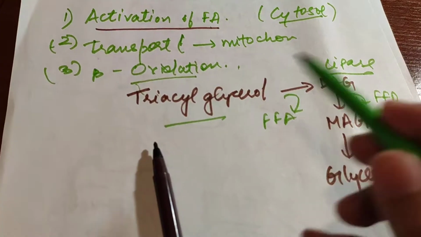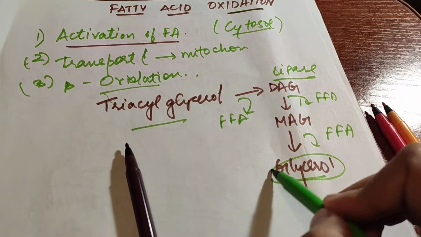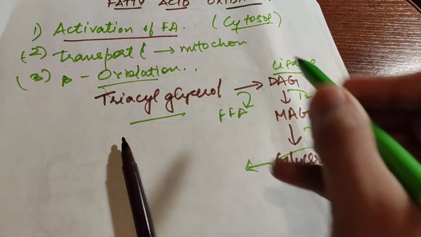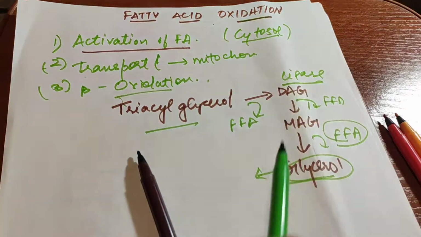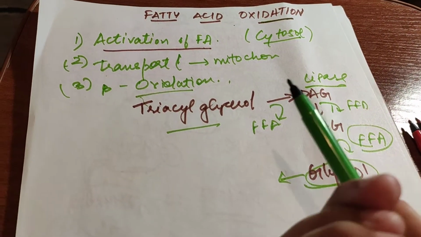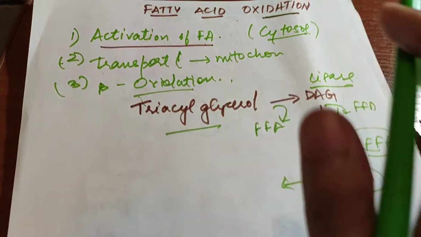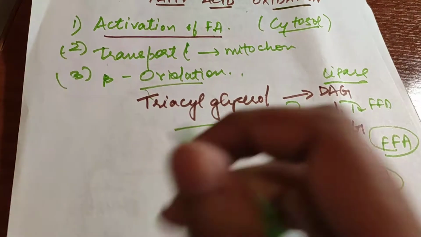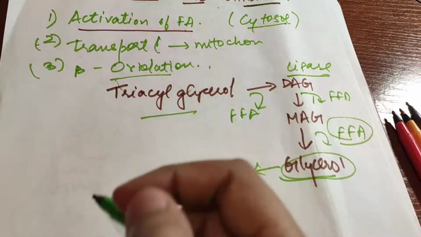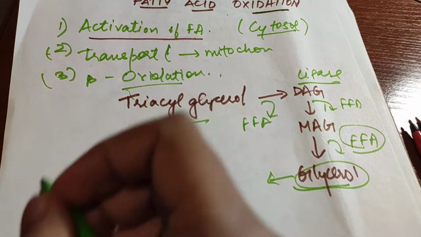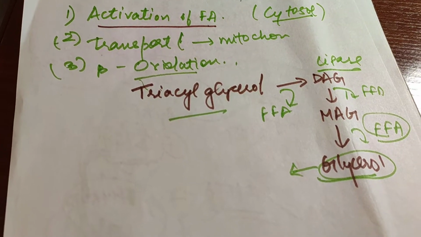Simple. Okay, now this glycerol will undergo certain other reactions, and free fatty acid will undergo fatty acid oxidation. For what? For energy purposes. As we know, fats are the storehouse of energy, and when we need energy, this is used. Now we'll see how much energy is released. Firstly, activation. How are the fatty acids activated?